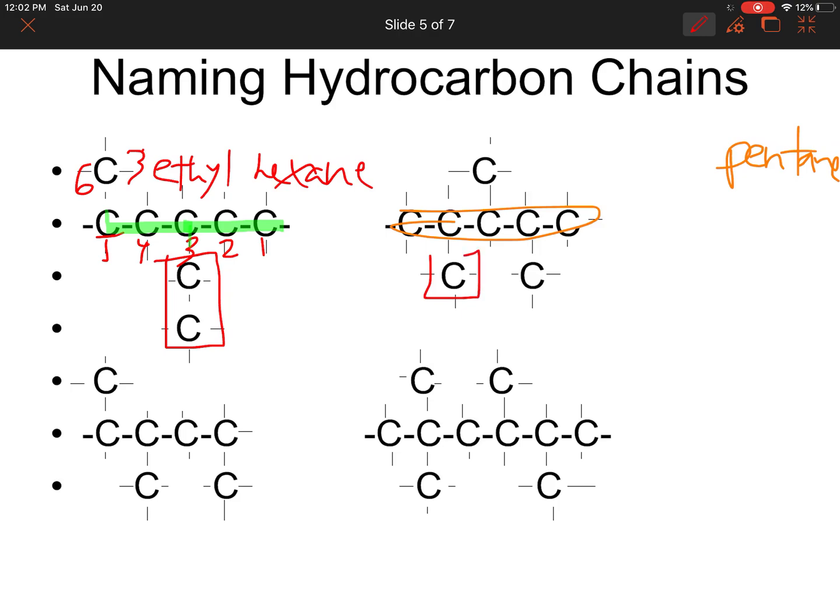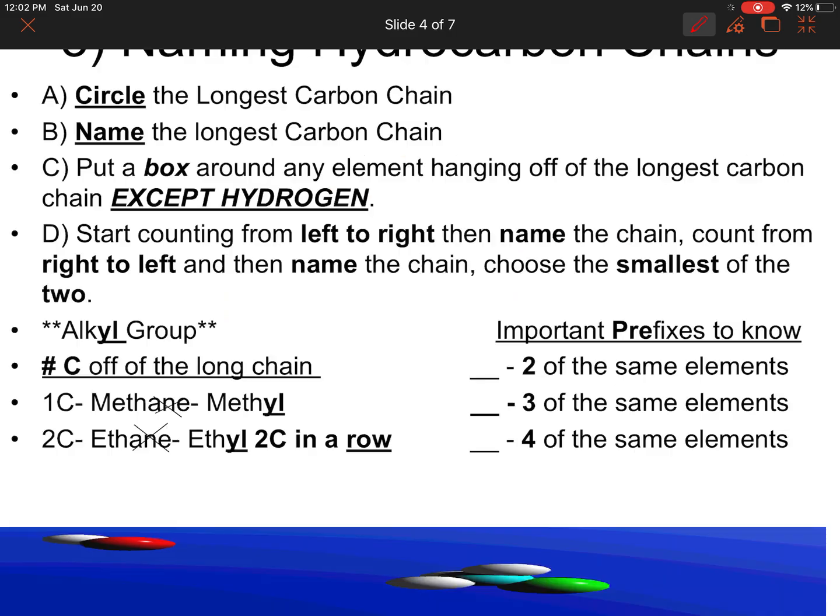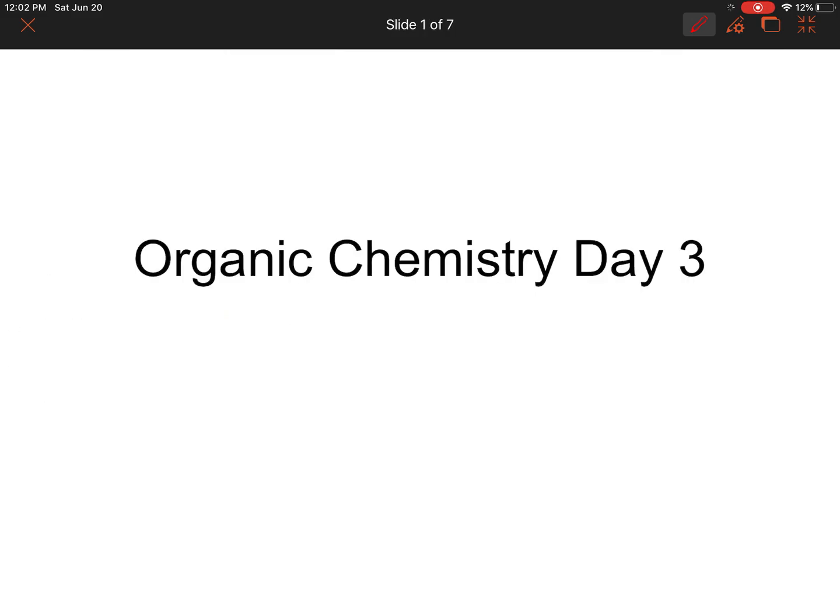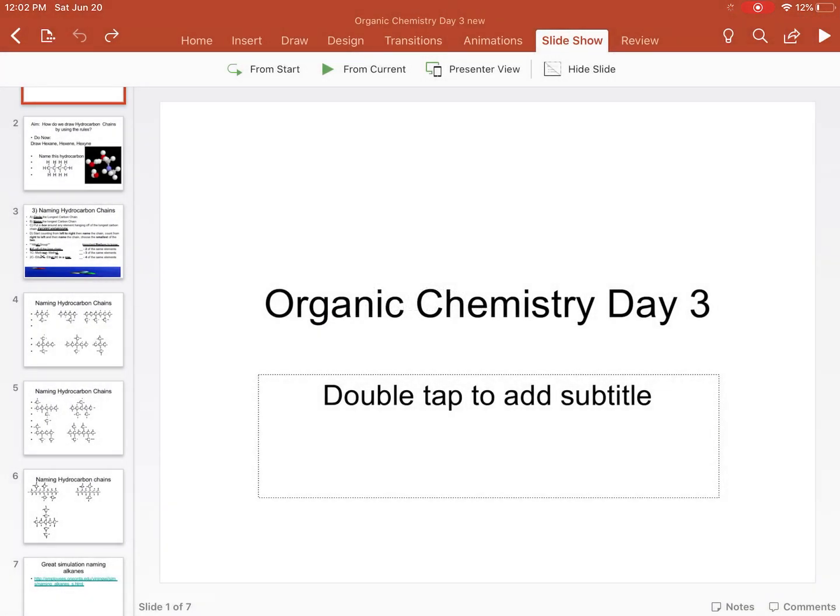Put a box on any elements hanging off. There's a methyl here, and a methyl here. Again, these are hydrogens here, guys. So it's not connected like over here. These were connected over here, right? Okay, I don't know why I just did that again. I'm sorry.